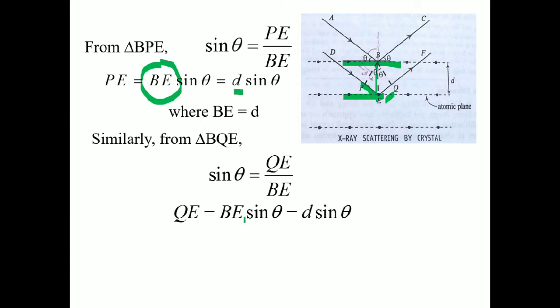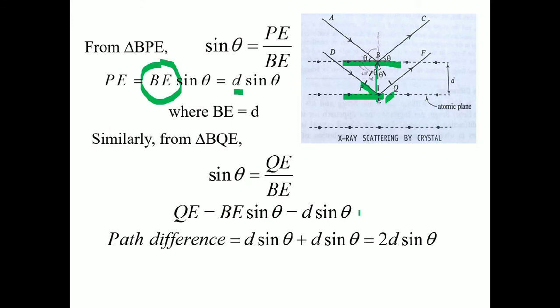Here I was rearranging the equation: PE equals BE sin theta. BE is taken as d because BE represents the distance between the two planes, this plane and this plane. So BE is equal to d. That is the reason it is taken to be d sin theta. Similarly, QE is equal to BE sin theta from this equation, and BE again means d. Therefore, d sin theta.